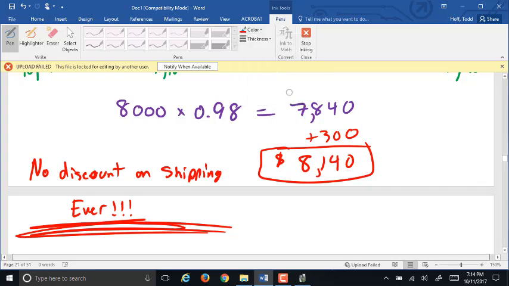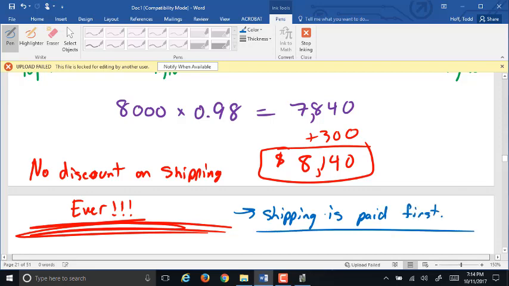Also, this might not make sense why I'm saying this right now, but shipping is paid first. So if, let's say this buyer sends a check for $1,000, well, the $300 for the shipping comes out first before it's applied to the rest of the invoice.